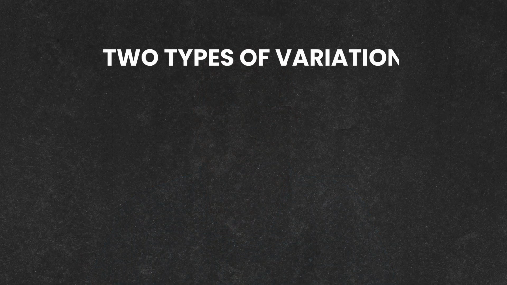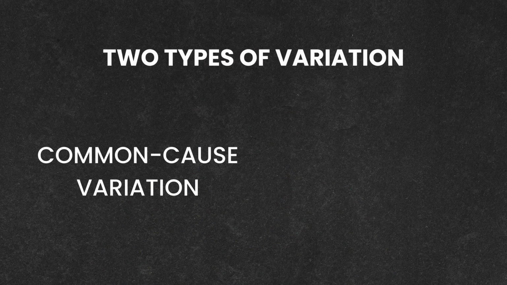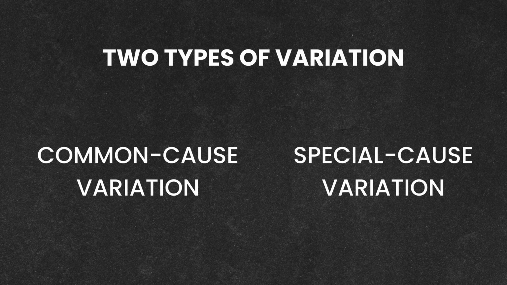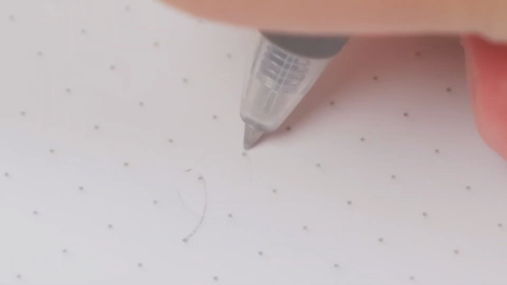Now we know enough to place variation into two categories. The first is common cause variation. This is variation that is predictable and inherent in the system. The other type of variation is called special or assignable cause variation. This is variation that's been introduced by some external force. So in our letter A example, it could be because the pen is starting to run out of ink. Now the A's are no longer consistent, and we can't predict what the next one will look like.